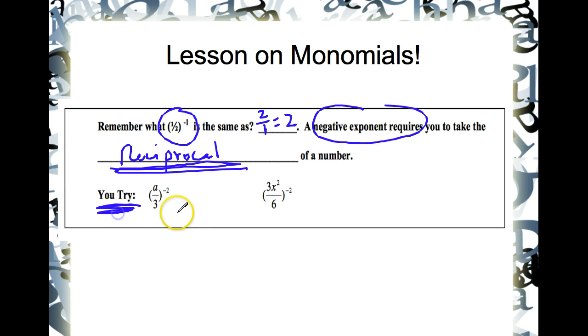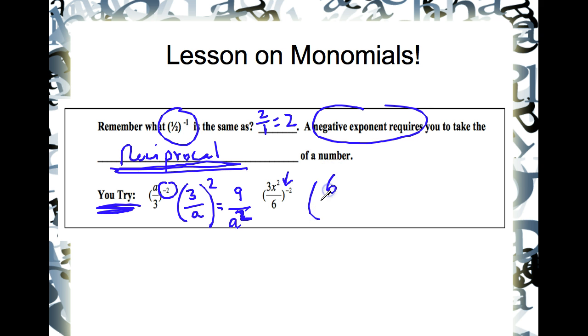In the you try here, with a over 3 raised to the negative 2 power, the negative part of that just tells you to take the reciprocal. So instead of a over 3, now you're going to have 3 over a. But you still have to apply the second power. So doing that, you have 3 squared, which is 9, and in the denominator, a squared. So that looks like a squared.